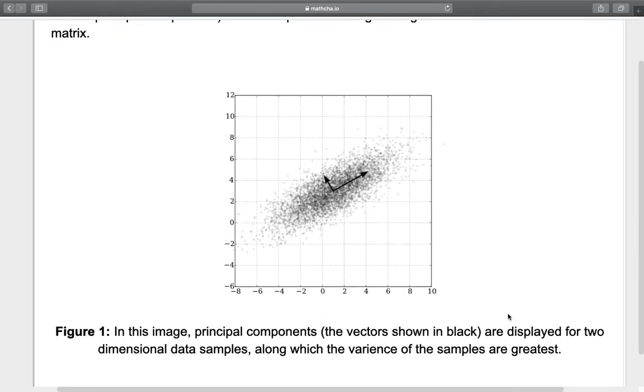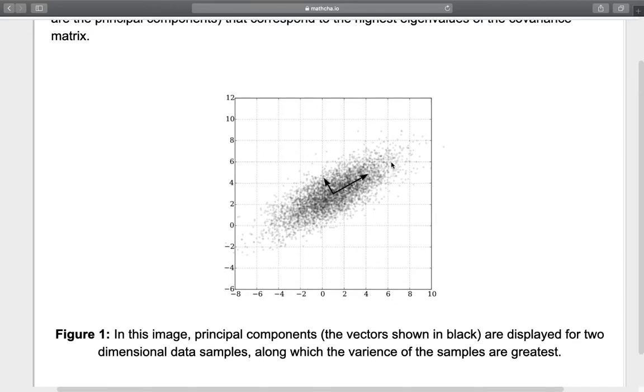In this example, you can see the data scattered across the coordinate axis, and the highest variance within this scattered set of samples is in this direction. The second highest variance is in this direction. So when we calculate the principal component analysis for this data, we will find these axes.